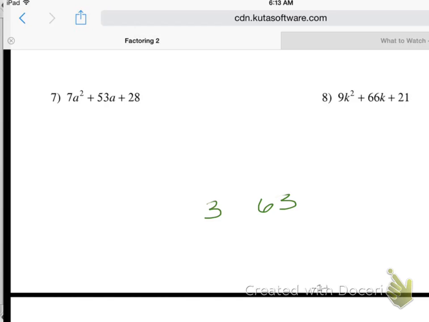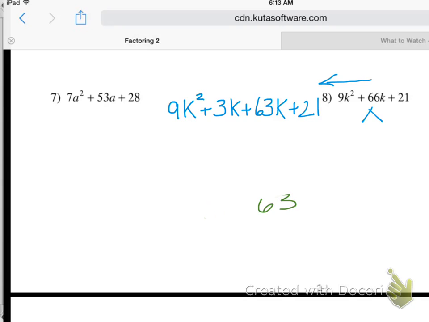So we are going to split that term. And let me just, if you don't mind, I have a little more space over here. So we're going to write 9k squared. Then split the term. Plus 3k plus 63k gives me 66k plus my 21. That's it. I'm just splitting it up. Remember, when I'm done and I FOIL, that's what I get before I combine my like terms.